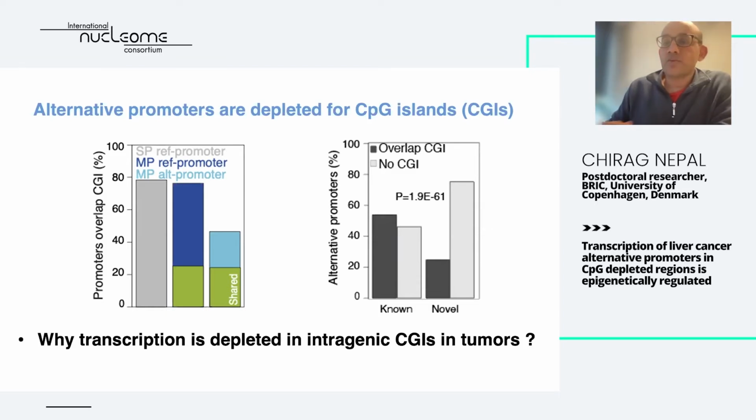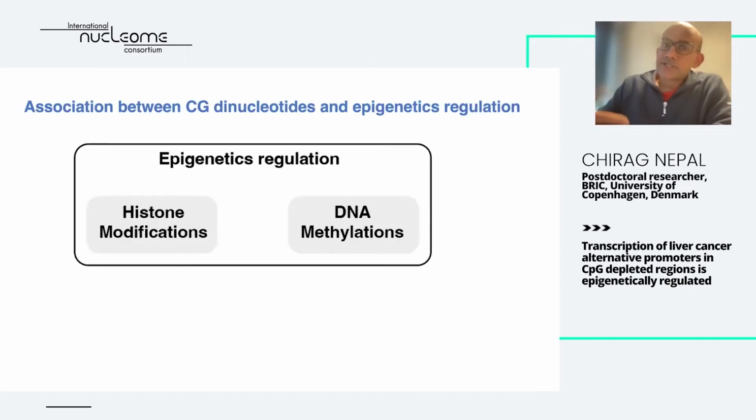So that's a question: why is this happening? Because if we look into the embryonic cells, we see that the novel transcriptions are mostly happening in many of these intragenic CGIs. So we try to understand why in tumor the transcription is not happening or is depleted in the intragenic CGIs. To do that, we look into the epigenetic regulations, histone modifications, and DNA methylations.